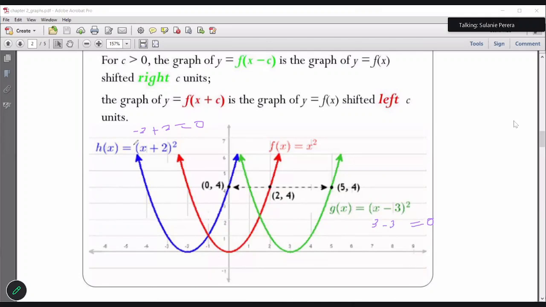You all understand? If you have positive, you move to the negative side, and if you have negative, you move to the positive side. So that always the inside will be 0. So those are horizontal shifts. Vertical shifts are either moving up or down. Horizontal means left or right. Any questions on what we did so far?